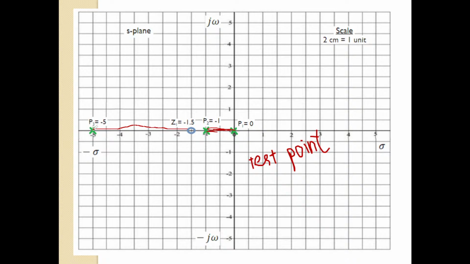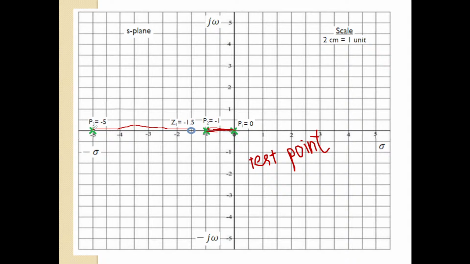Now consider a test point on the left side of P3 and look towards right. When you look towards right, the sum of poles and zeros, you can see 1, 2, 3 and 4. Total 4 roots are there, which is an even number. Therefore, there will not be any root locus after P3.